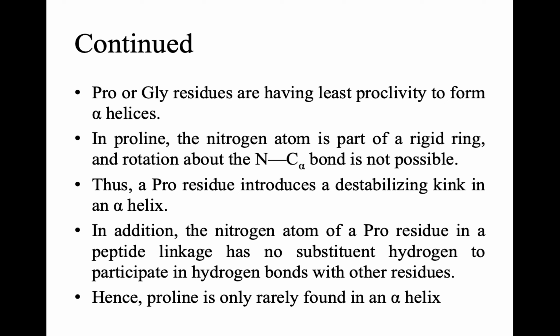In addition to that, the nitrogen atom in the proline residue does not have a substituent hydrogen atom, so it cannot form a hydrogen bond with another residue. The alpha helix is stabilized because of the hydrogen bond between the carbonyl oxygen and the hydrogen of the amide group. But the proline residue does not have any hydrogen on its nitrogen atom, so it cannot form the hydrogen bond with other residues. For all these reasons, proline is rarely found in the alpha helix.